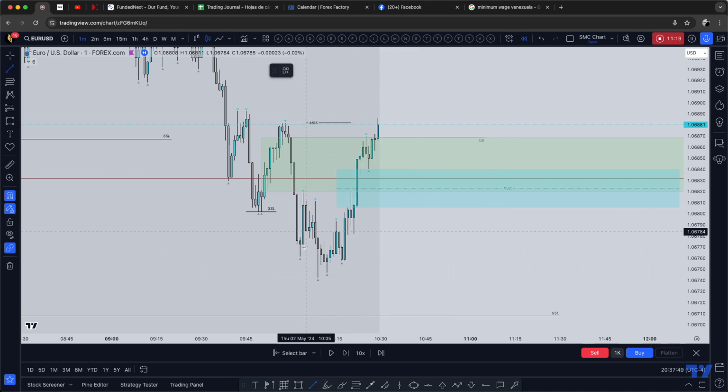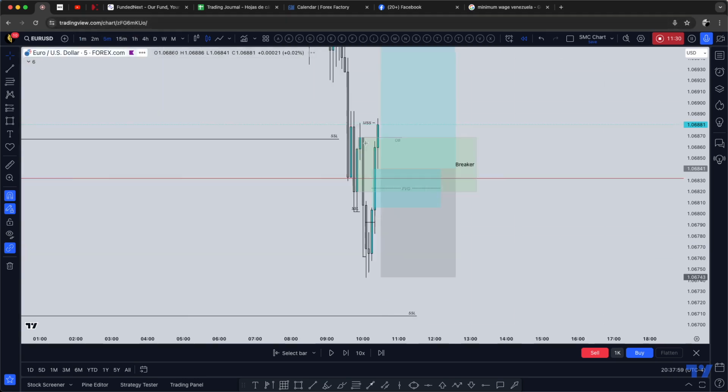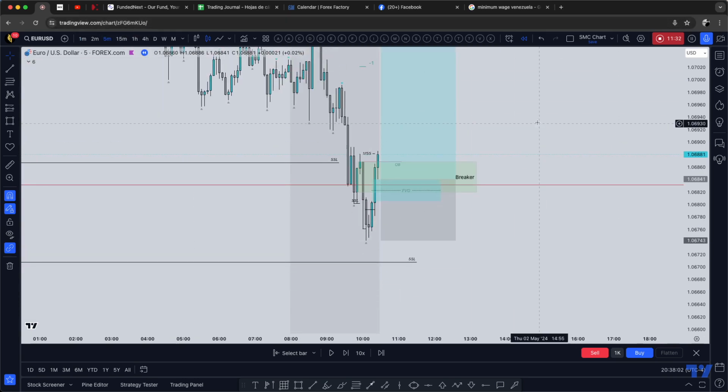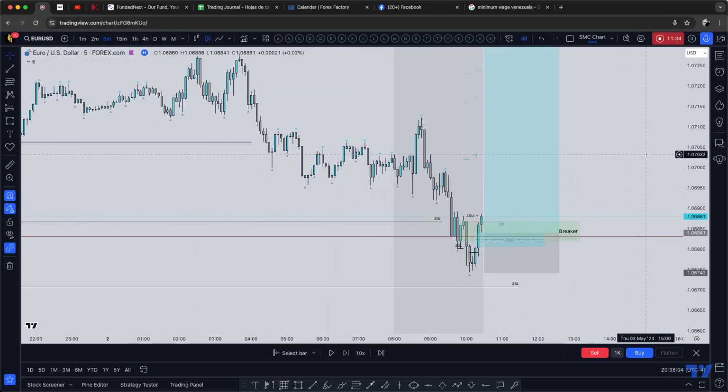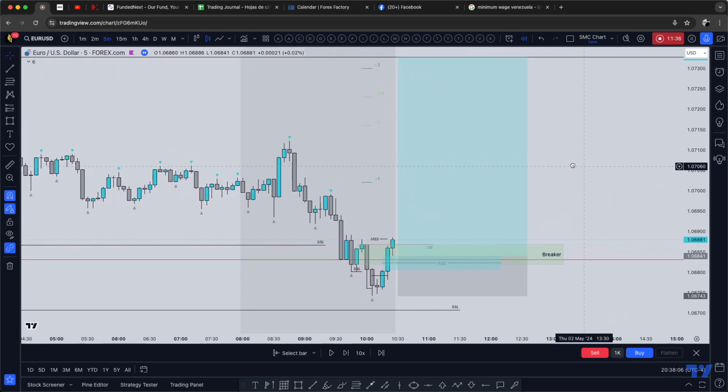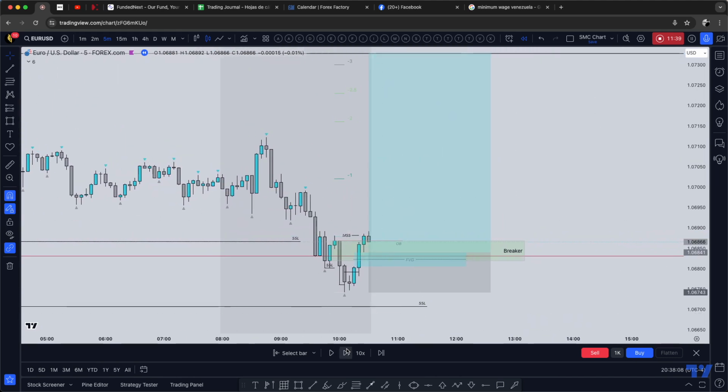We had, let's see, a sweep right here, a change in the state of delivery. So he enters somewhere here with the stop loss below. The entry was very, very tight. You could have done it on the 1 minute or even on the 5 minute. It was actually looking good. Look at this. Look at what the price did from there.